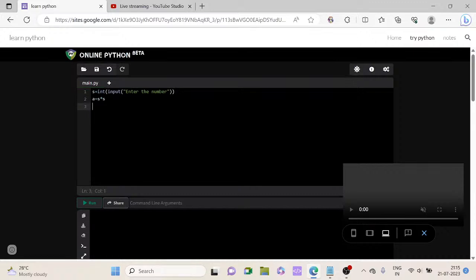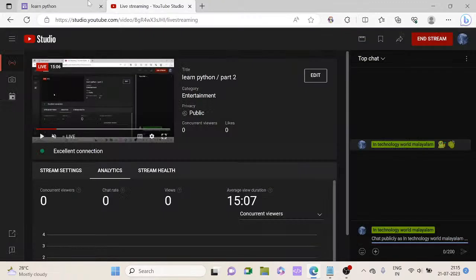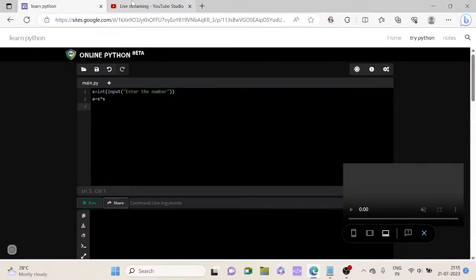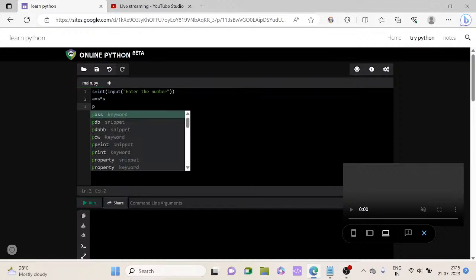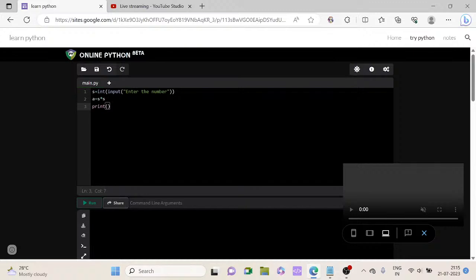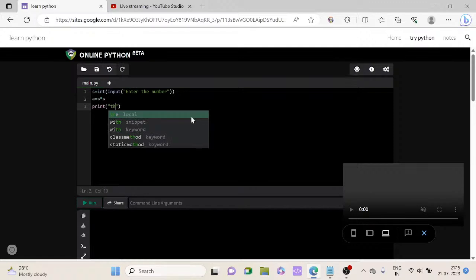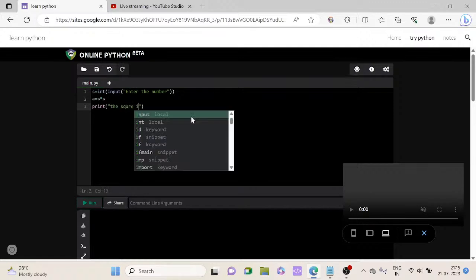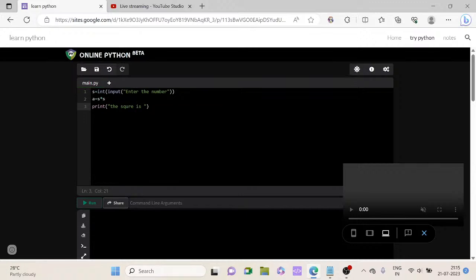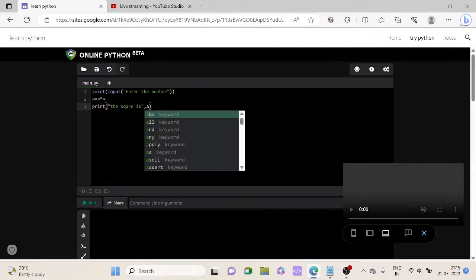Now you do not need to program anything. Do not need to open the portal or program. After I'm teaching, after the classes, you can try programming this. If you need, you can take some screenshots. Next line, we need to get print bracket and inside the inverted commas, the square is. After those inverted quotes, we will put a comma, then A.